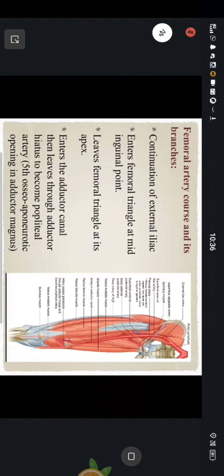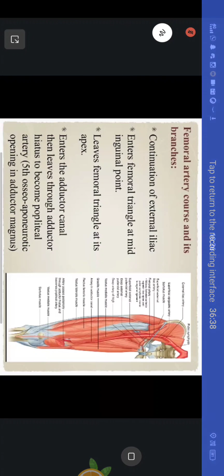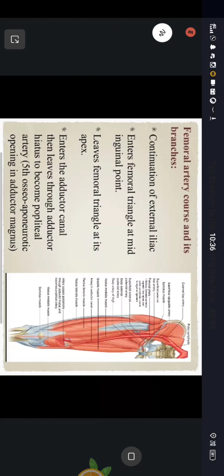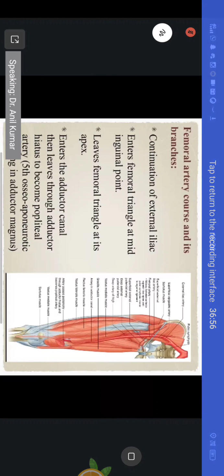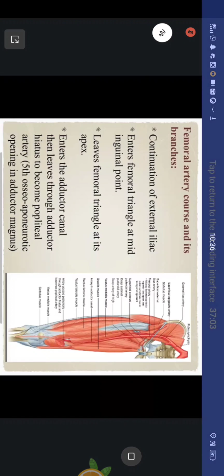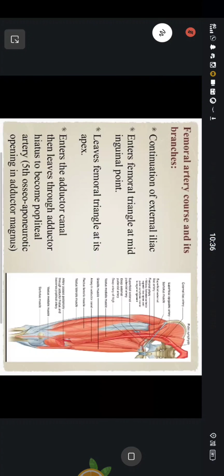If you want, you can take a screenshot of the first slide, where you can say that the femoral artery is a continuation of the external iliac artery, which enters the upper thigh or the femoral triangle through the mid-inguinal point, below the mid-inguinal point. It runs downwards in the triangle up to the apex, where it enters the adductor canal, passes through it, and goes up to a big opening in the lower part of the adductor canal called hiatus magnus. From there, it is called the popliteal artery.